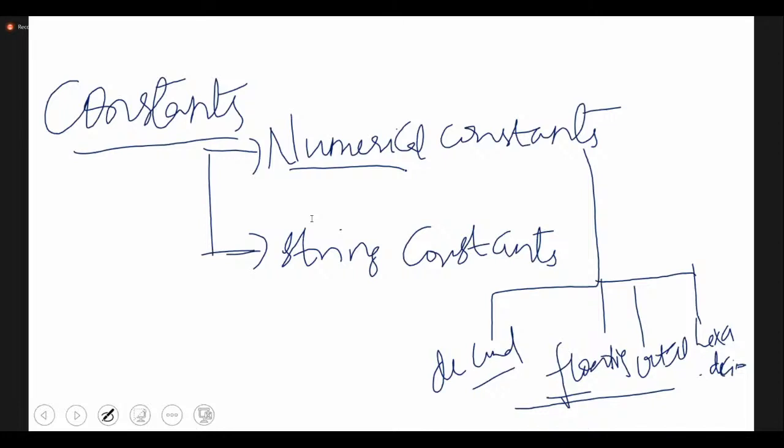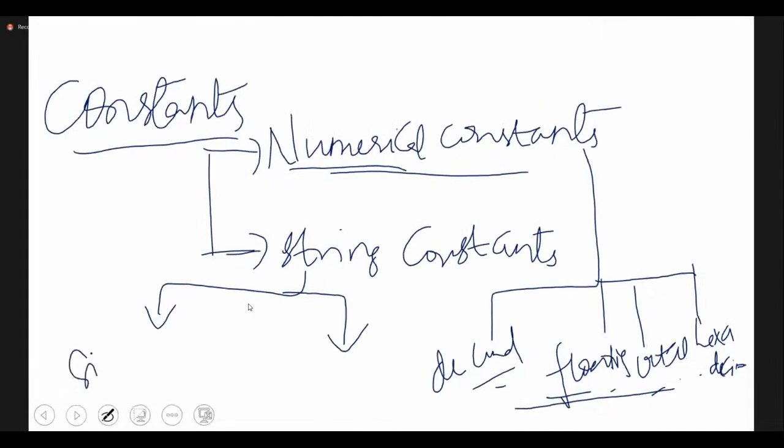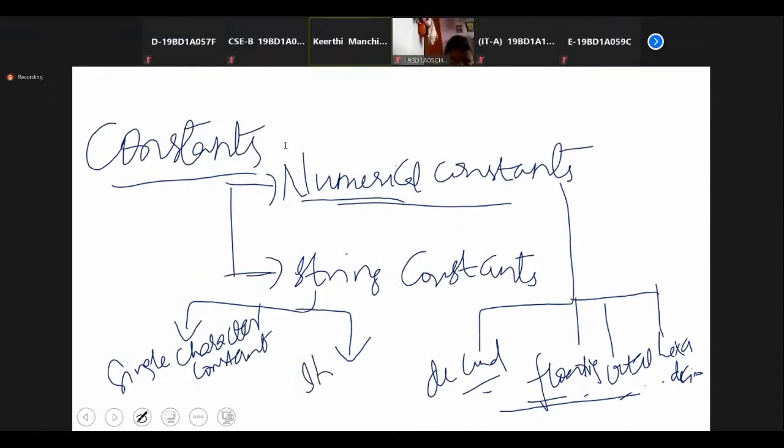That is, if you are representing any value in the form of any numerical mode, be it decimal, floating point, octal, or hexadecimal, then it comes under the category of numerical constants. Now, when you're talking about string constants, they are categorized into 2 types. Your first one is single character constant, and the other one is string constants.